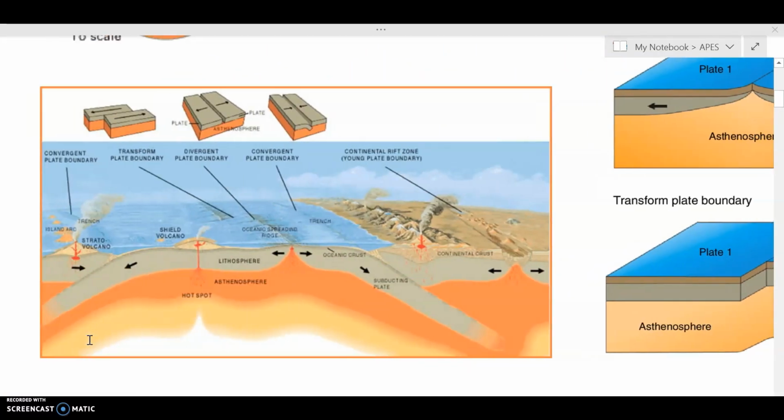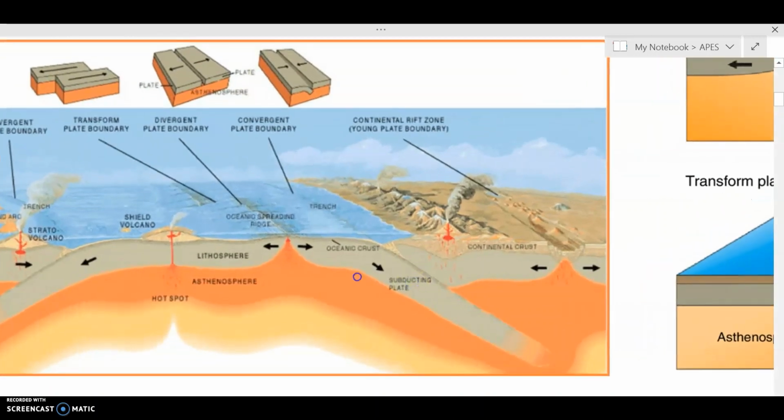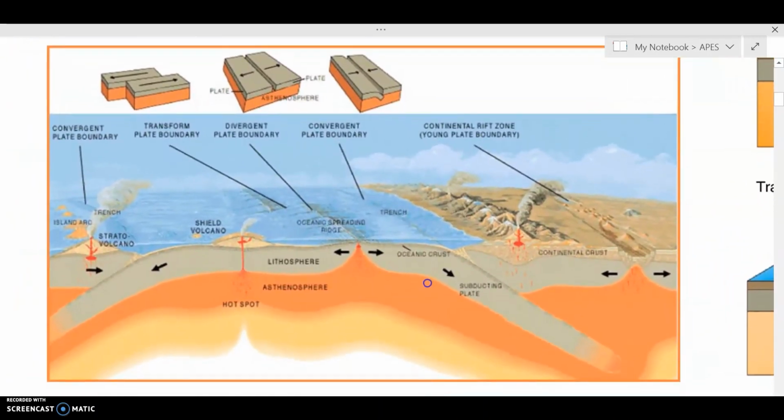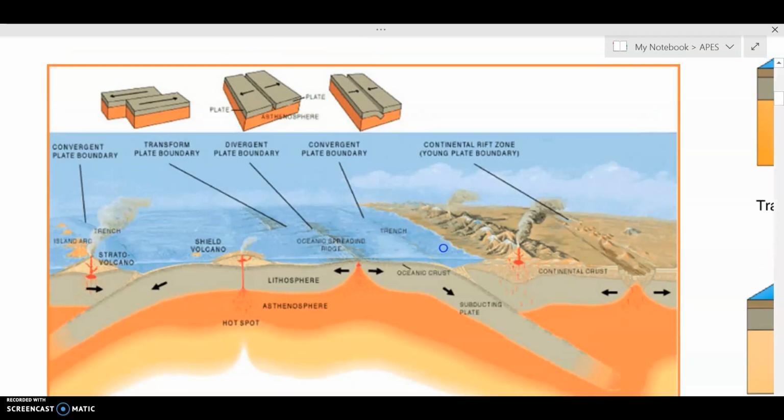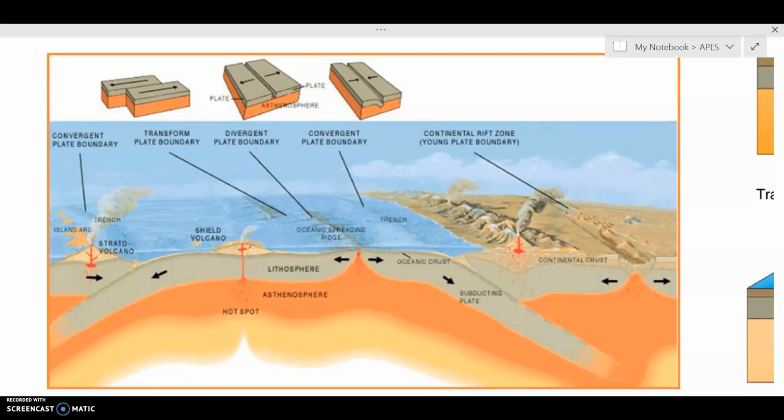Okay, so here's just another quick diagram, which pretty much talks about all of the types of plate boundaries. And one thing the College Board wants you to understand is that depending on the plate boundary, different land formations are going to occur. So I would study this diagram because it goes over that very well. So just be familiar with those land formations that form as a result of the plate boundaries.